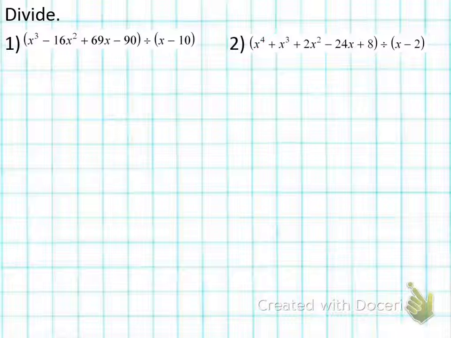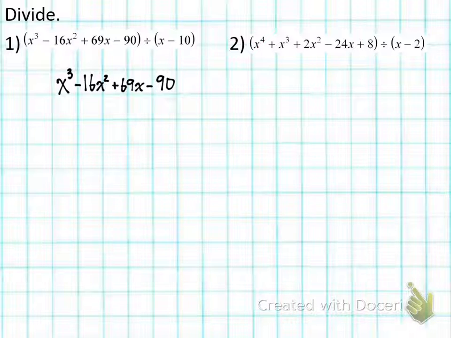Okay, so number 1, we got x cubed minus 16x squared plus 69x minus 90 divided by x minus 10. So the first thing you want to do is set up your long division problem, so just watch up here for now. So you need a lot of room when you do these. x cubed minus 16x squared plus 69x minus 90. All of this divided by x minus 10. Okay. Alright, so that's the first thing we're doing, setting up a long division problem.